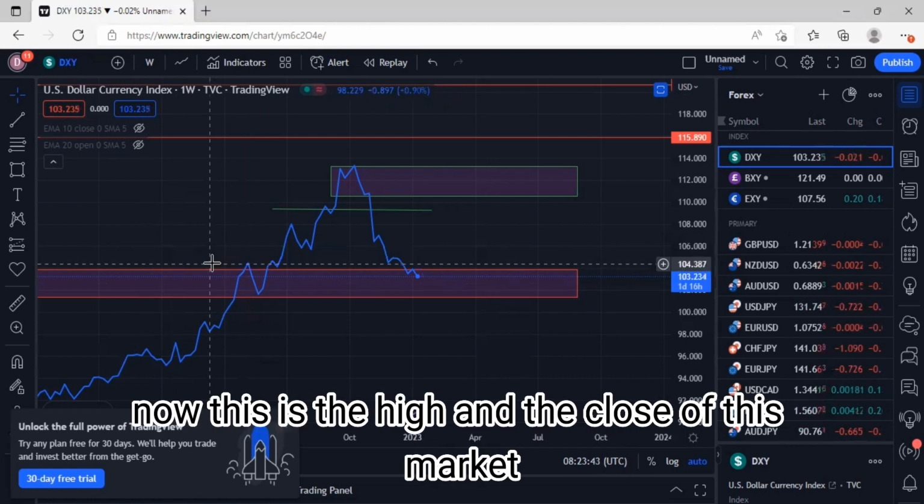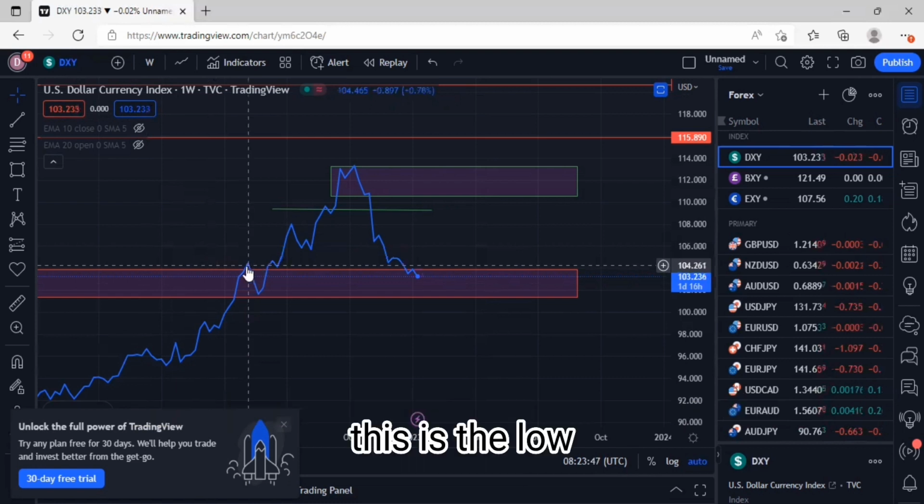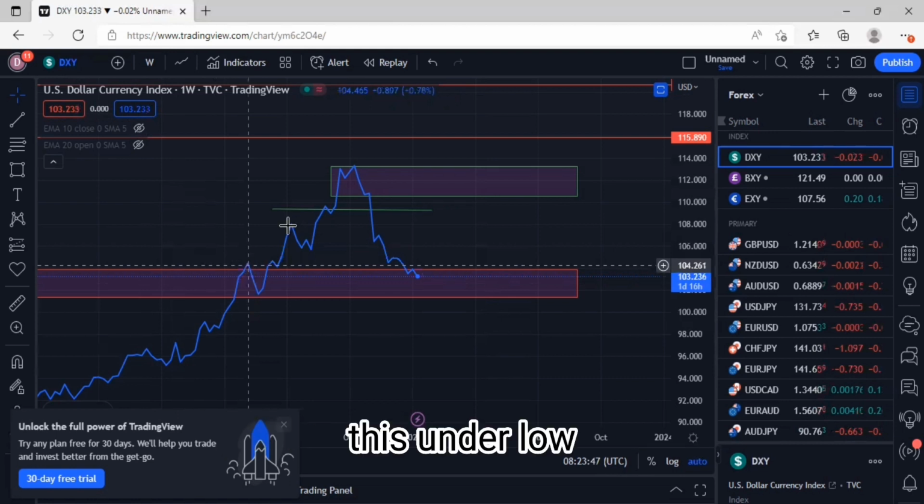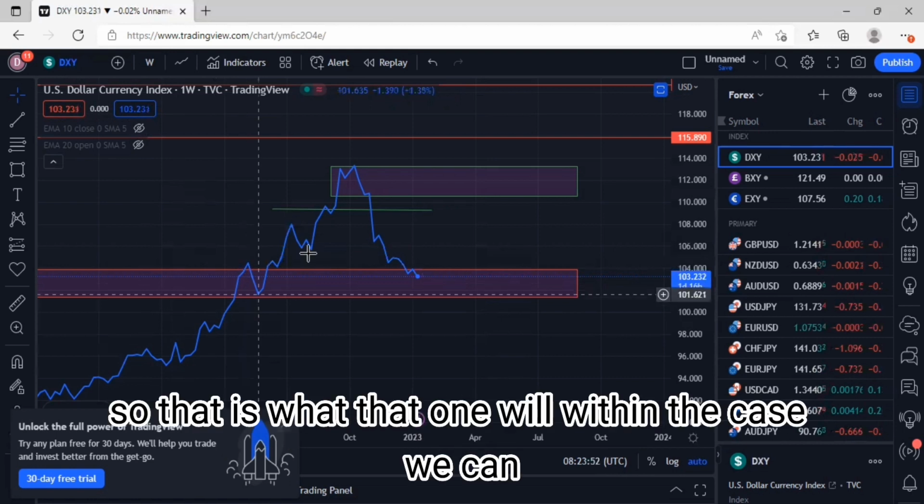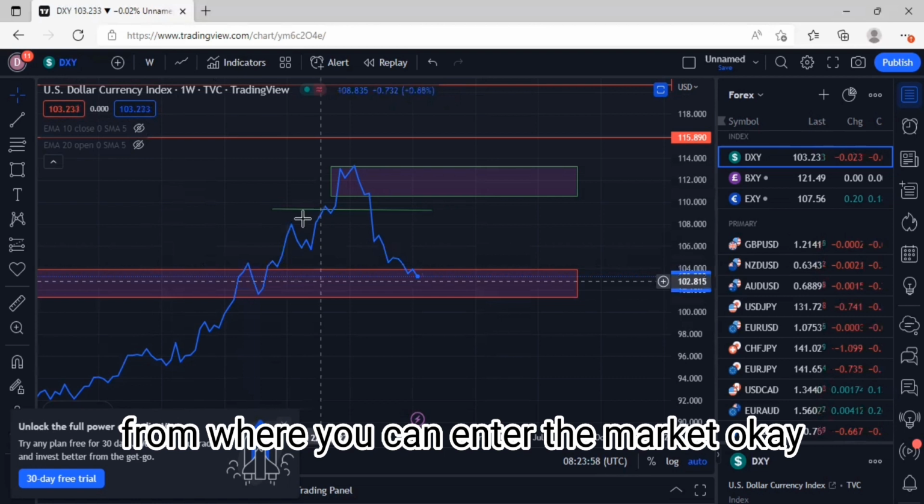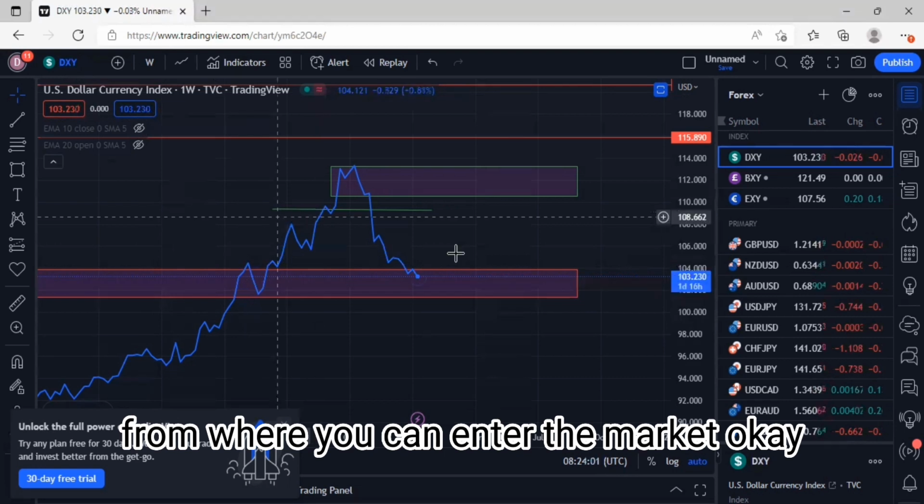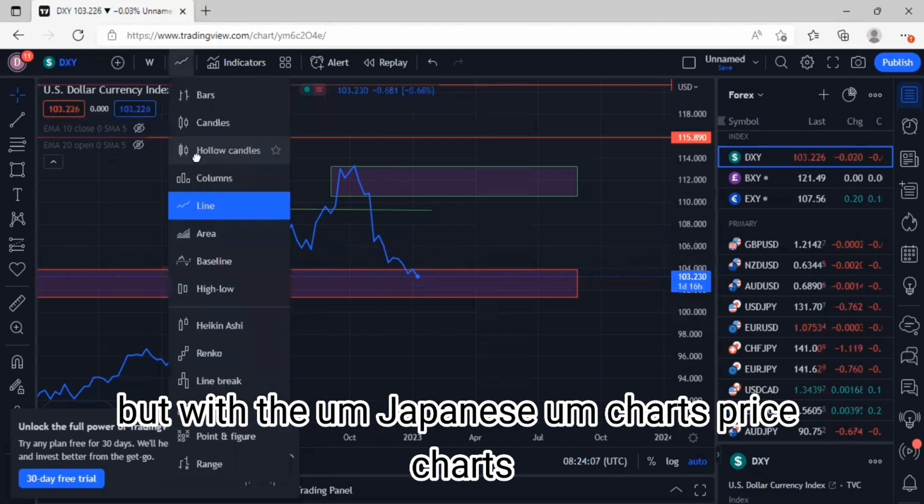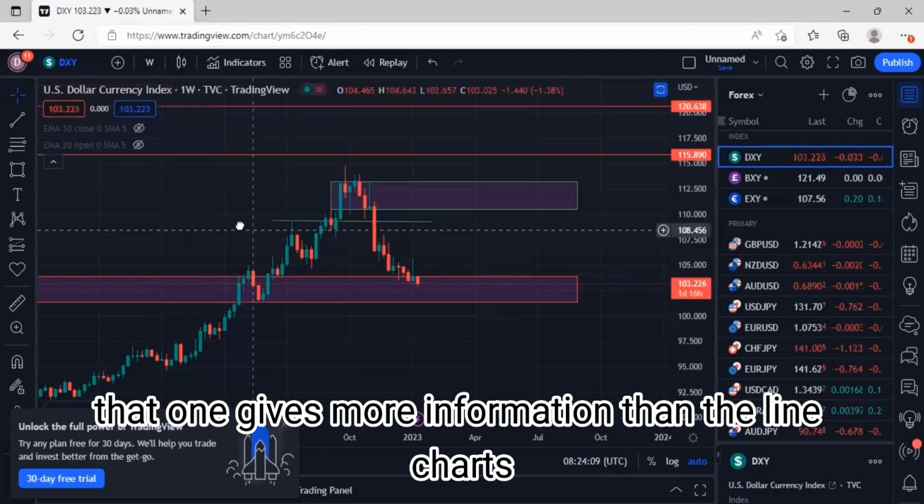For example, this is the high and the close of this market. This is the low and close of this. This is another high. This is another low. So that is what that one will indicate. With that, you'll be able to get your key levels from where you can enter the market. But the Japanese candle price chart gives more information than the line chart.